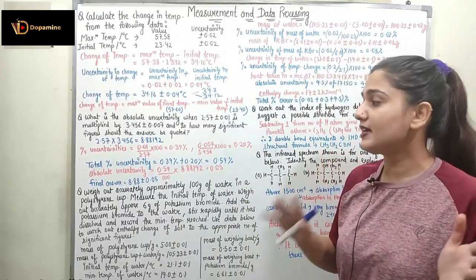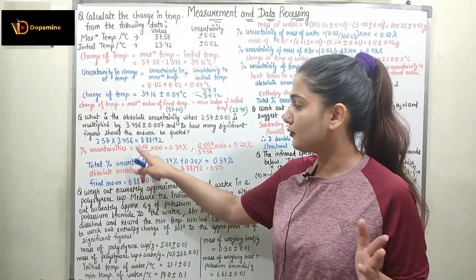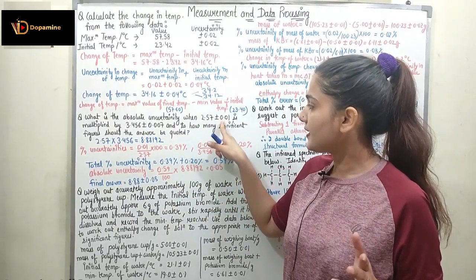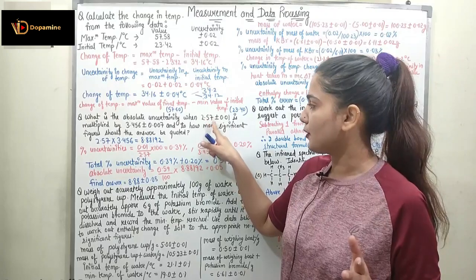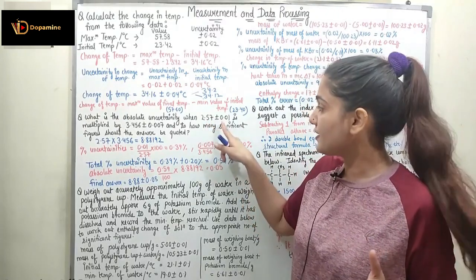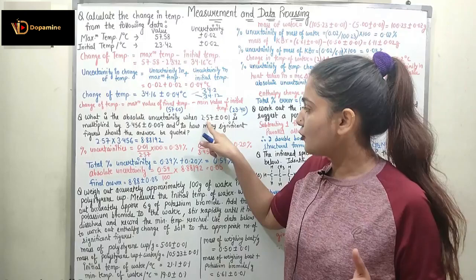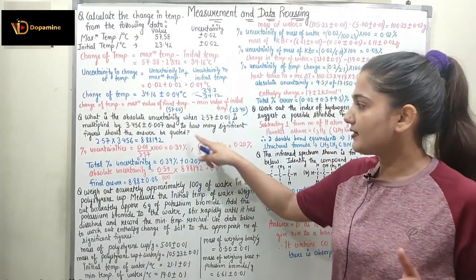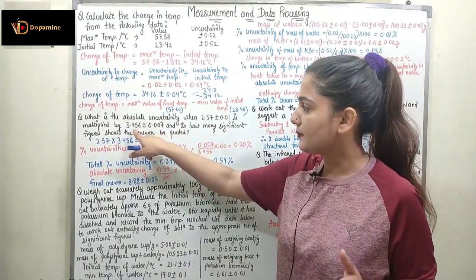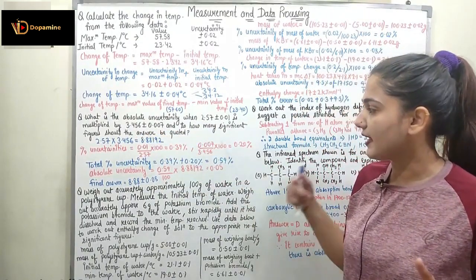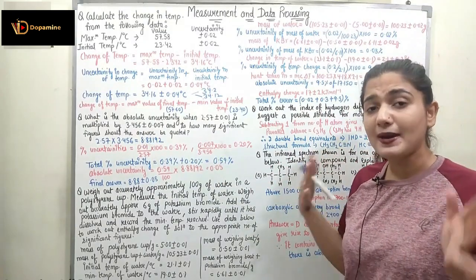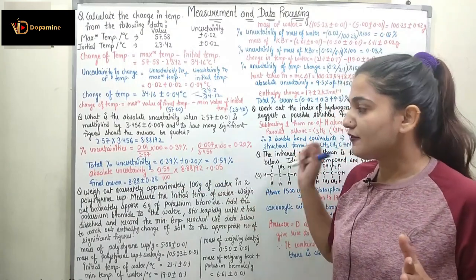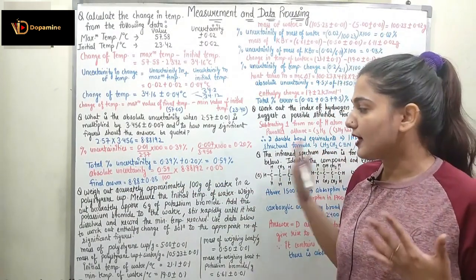Now the percentage uncertainty will be equal to the percentage uncertainty for the first number. What is the uncertainty? 0.01. What is the actual number? 2.57. So what is the percentage uncertainty? 0.01 upon 2.57 multiplied by 100. So it is 0.39. Similarly, in the second case, 0.007 divided by 3.456 multiplied by 100, that is 0.2. So the total percentage uncertainty is 0.39 plus 0.2, that is 0.59.